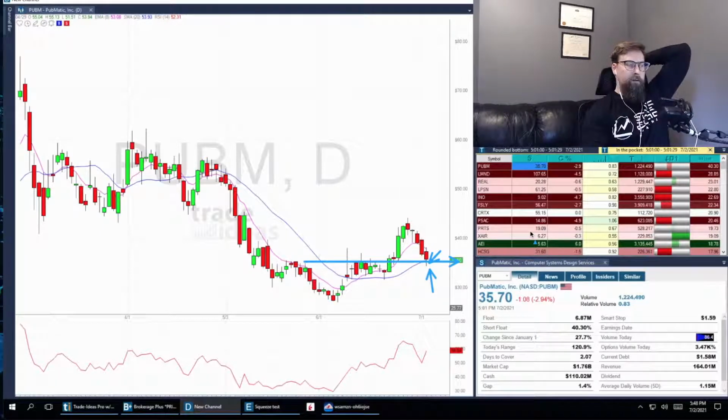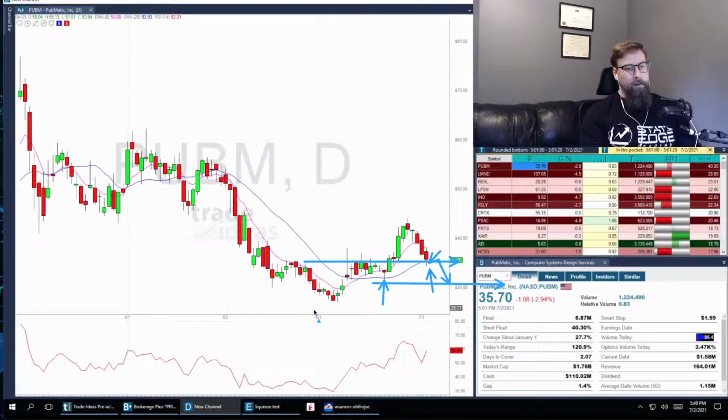Do I put it down here, below this candle? Because that's pretty wide. What if there's no support back there to the left? Or do I do it programmatically?